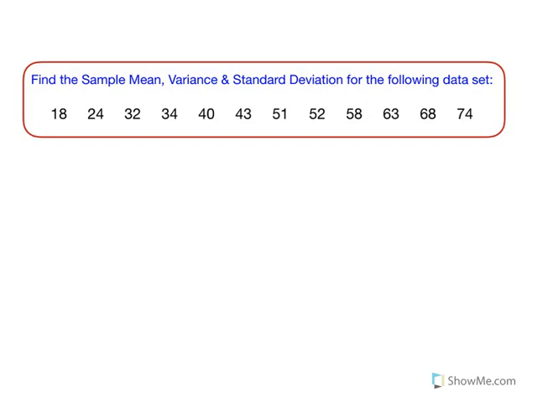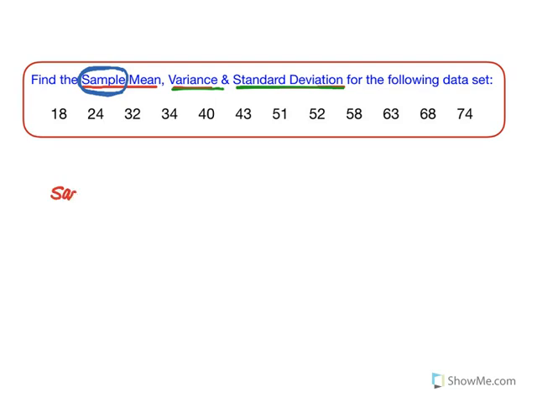Okay, in this question, we need to find the sample mean, variance, and standard deviation for a data set that's given. So first notice that what you need to find is a sample mean, variance, and standard deviation. For a sample, the formulas, at least for the variance and standard deviation, are different from the formulas for a population variance and standard deviation. I will talk about this when we reach variance and standard deviation.